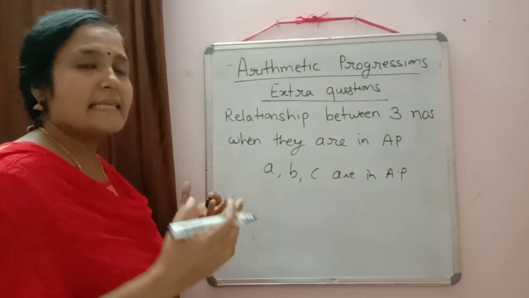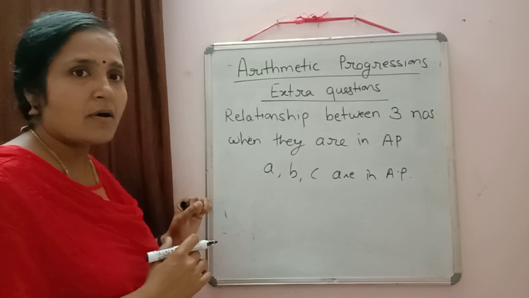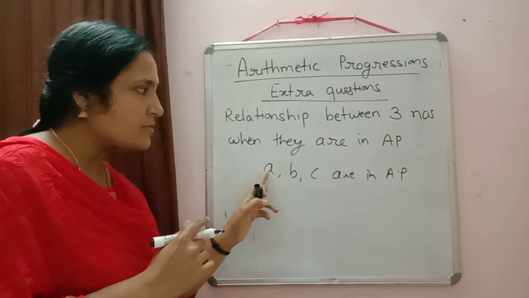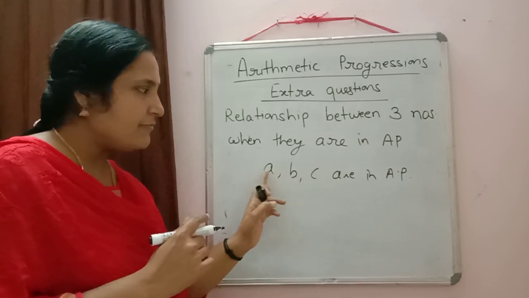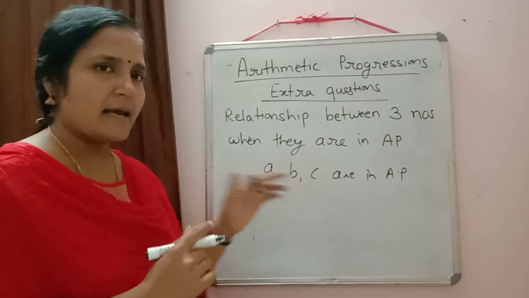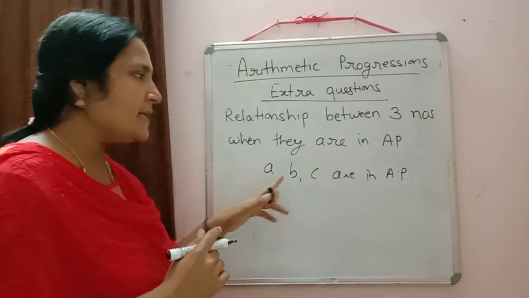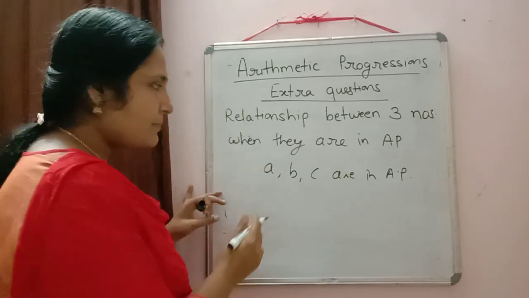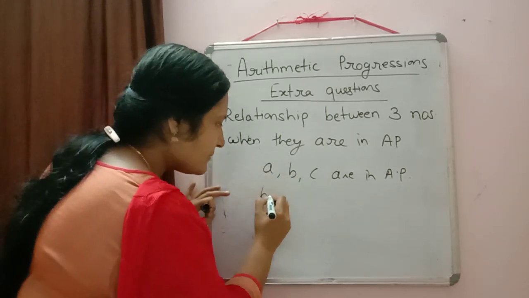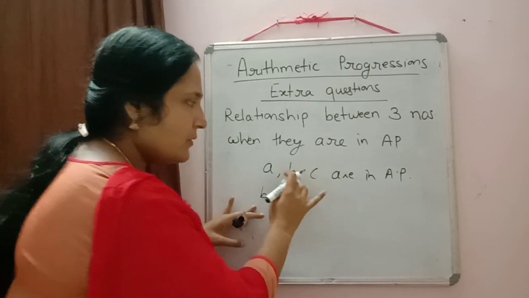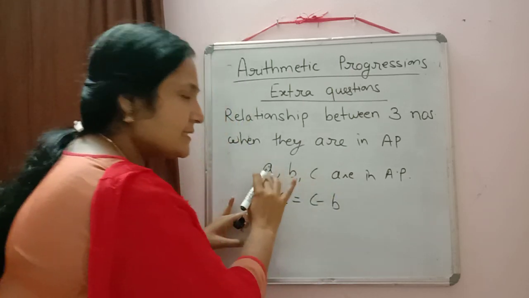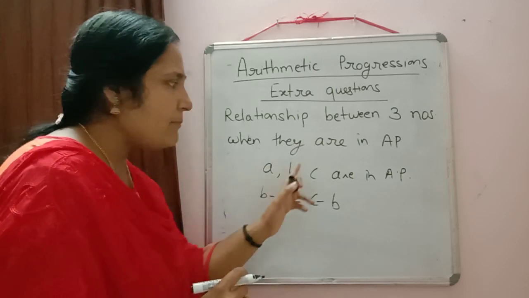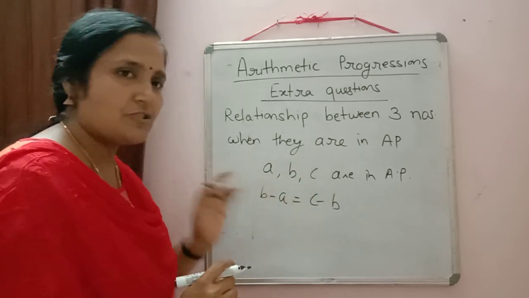We know how we check whether numbers are in AP or not. In the first class we discussed that we check the difference of consecutive terms. If the difference is the same, then we say they are in AP. So if A, B, C are in AP, then according to that concept B minus A should be equal to C minus B. If the difference is the same, only then we say they are in AP.